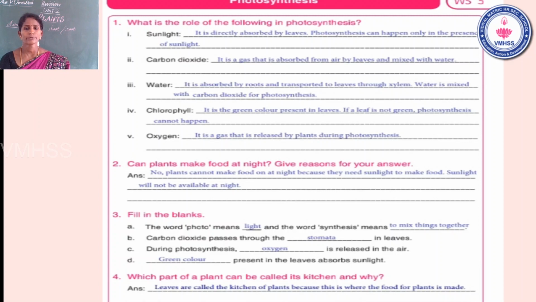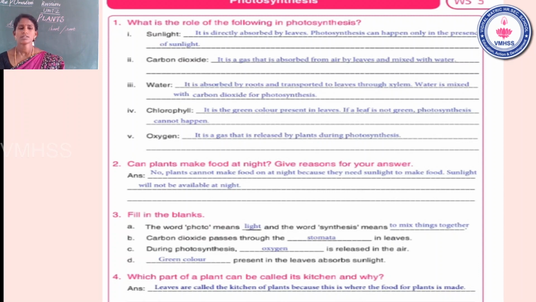Can plants make food at night? Students, can you imagine? Can plants make food at night? Give reasons for your answer. Okay. So, answer is no. Plants cannot make food at night time because they need sunlight to make their food. Yes, the sunlight is very important during the photosynthesis process. So, sunlight will not be available at night time. So, the plants cannot make their food at night time.